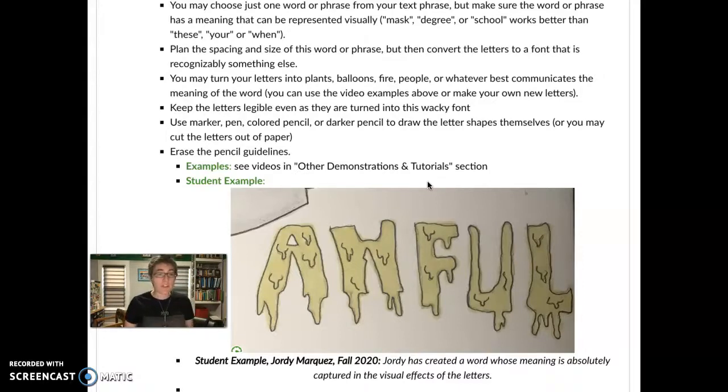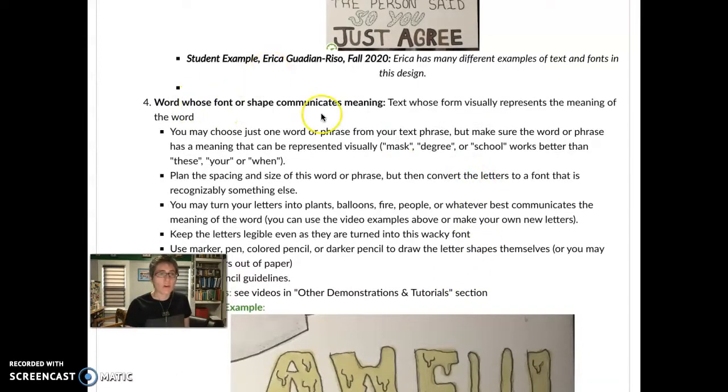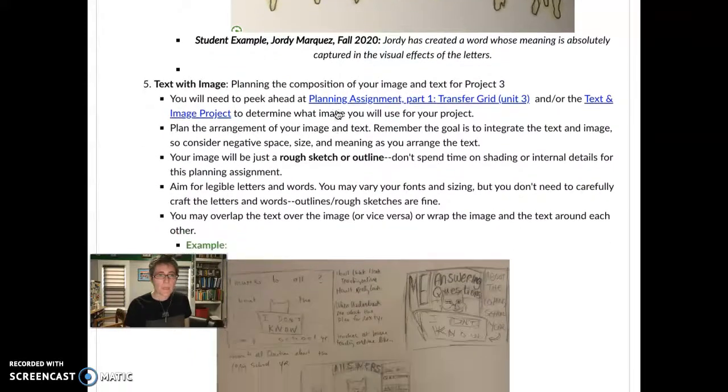Other examples. Up. You could have some features in the word up that give us a sense of going up. Rainbow, right? You could use color to communicate the meaning of the word rainbow. So hopefully you're not going to use my examples. Hopefully you're going to try something more. But I'm happy to talk with you if you've got questions about that. So one word, number 4, one word, shape or font communicates the meaning of the word.